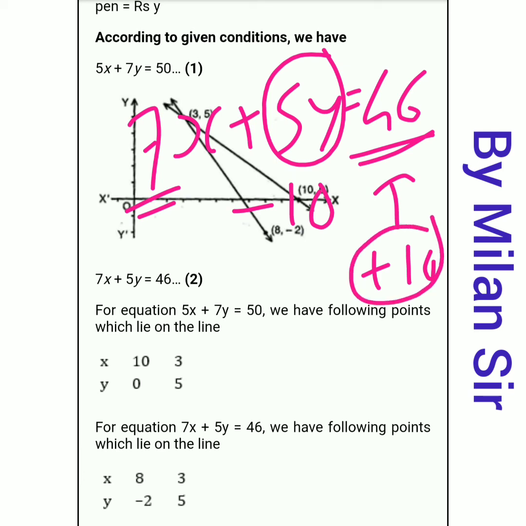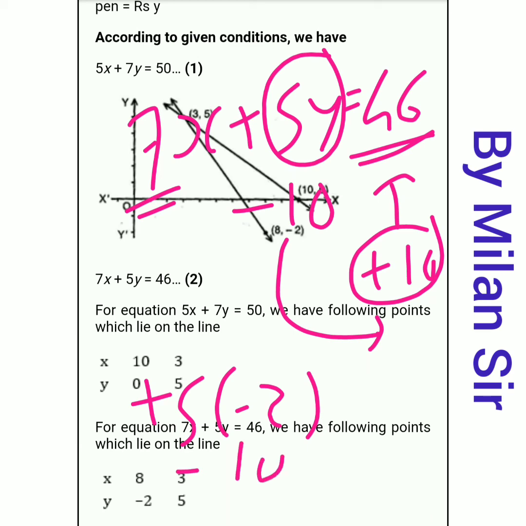So we want minus 10 on the left-hand side, because if we transfer minus 10 to the right-hand side, it becomes plus 10. So here, in place of 5y, we want the answer as minus 10. Here plus 5 is already there, so we need to put minus 2, because plus 5 multiplied by minus 2 is minus 10. So we can put y is equal to minus 2.